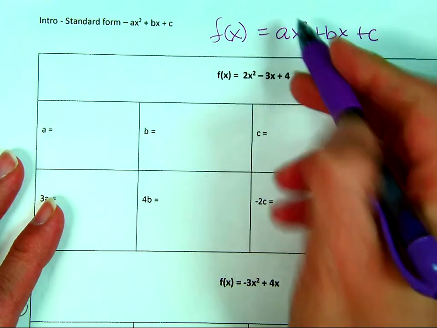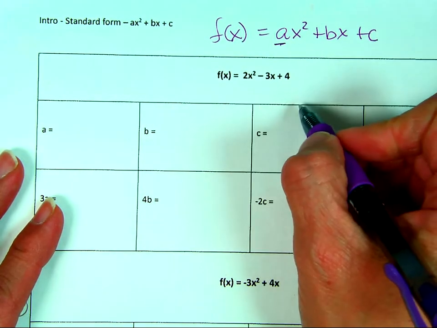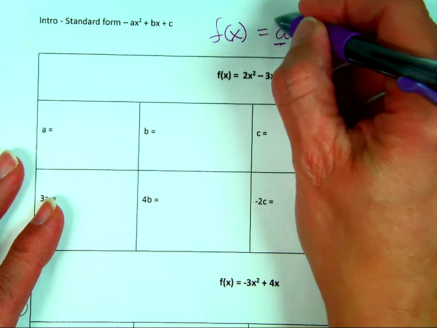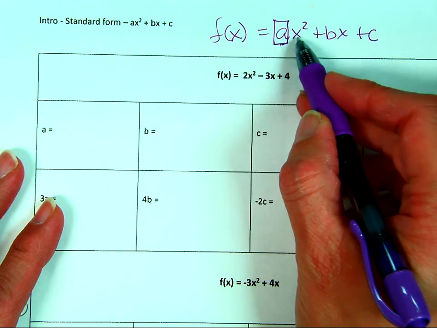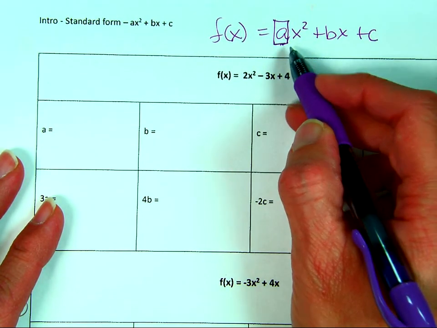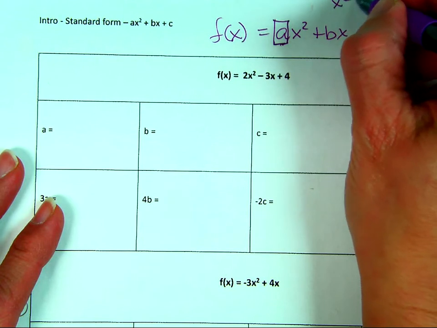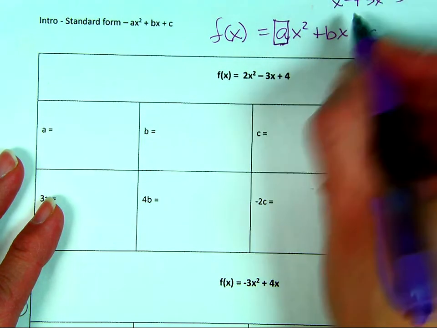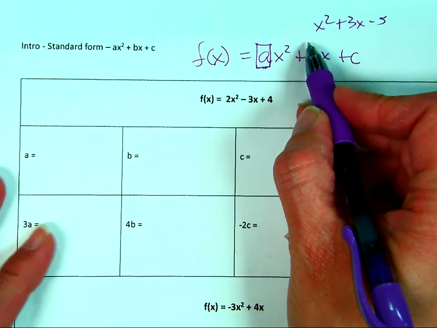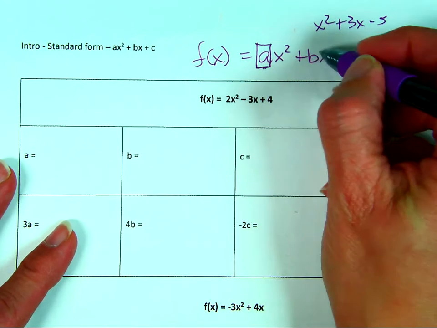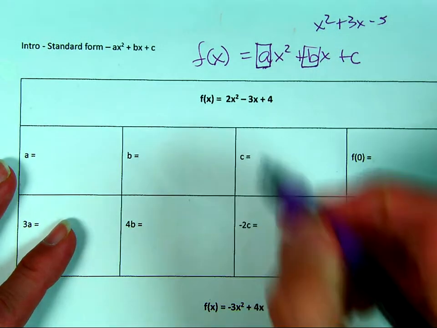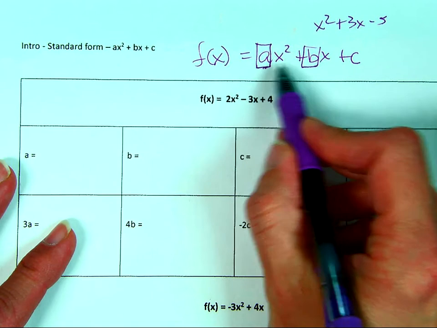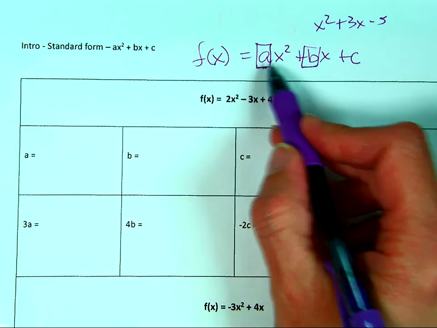The number in front, notice I said in front, of x squared is not included. This is a. It's in front of x squared, not including x squared. If there was nothing there, for example, if I just had x squared plus 3x minus 5, then a would be 1. B is the number in front of x. C is the constant.